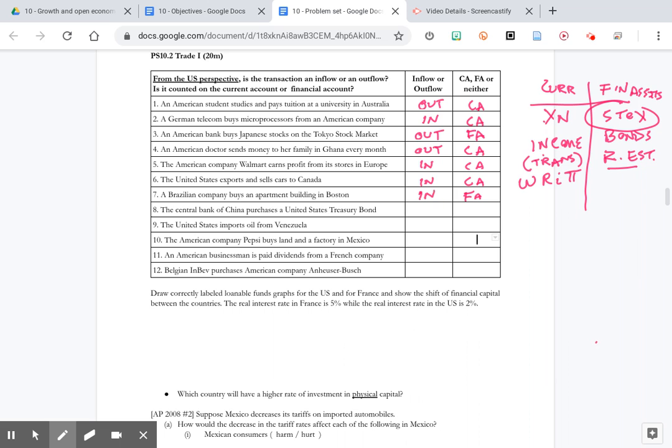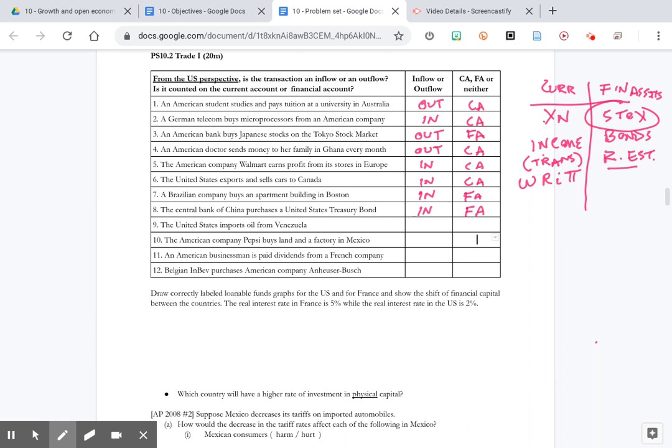Number eight, the Central Bank of China buys a US Treasury bond. So this is a bond, so it's the financial account. And again, is the money flowing into the United States or out? Well, the money is flowing into the United States because they're buying the bond. That means the Chinese are supplying the money into the United States.